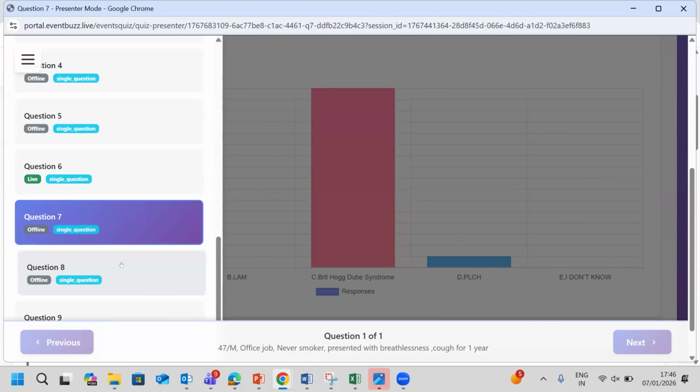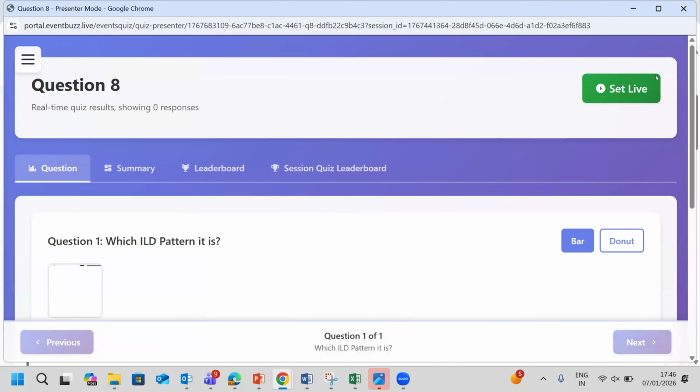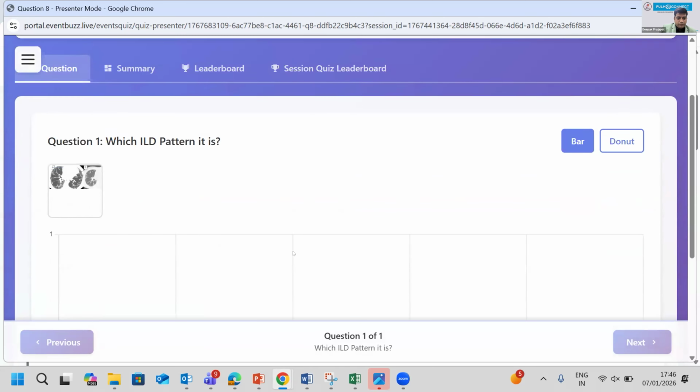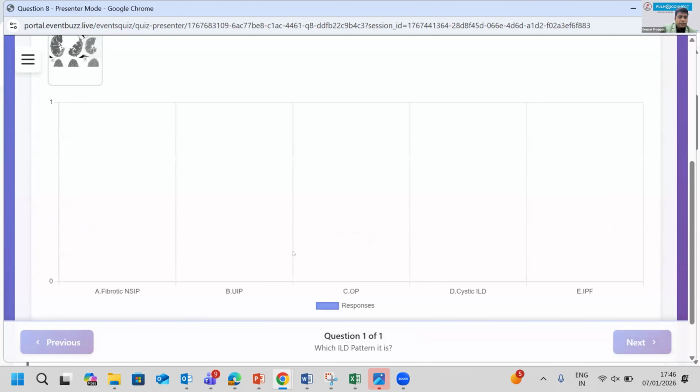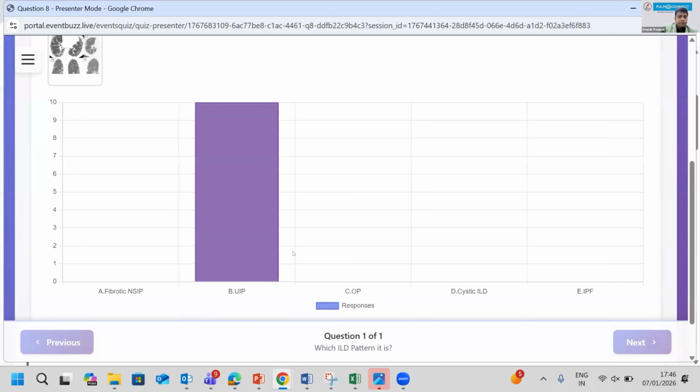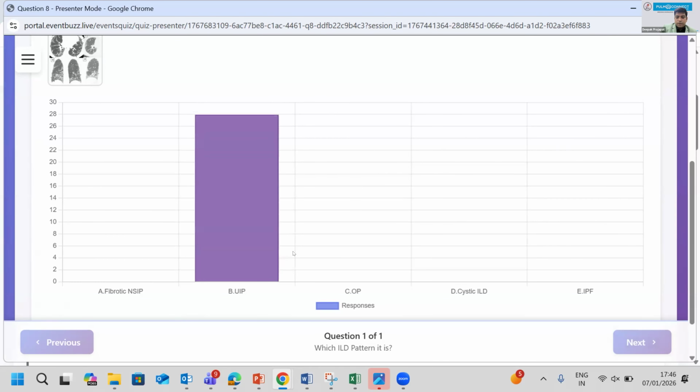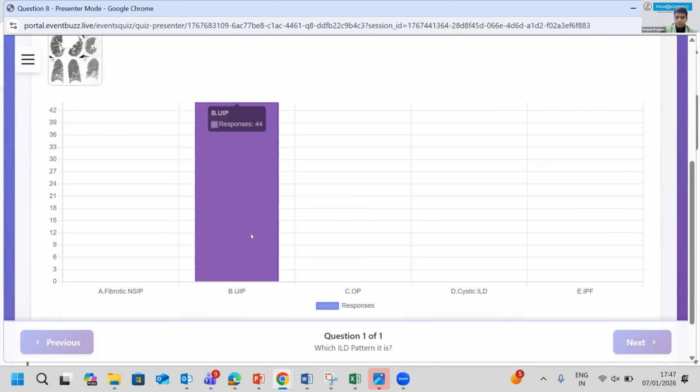All right. So now moving on to question number 8, which is live now. So which ILD pattern is it? So just see the CT image. Which ILD pattern is it? Whether it's fibrotic NSIP, UIP, or IPF, cystic ILD, or organizing pneumonia.